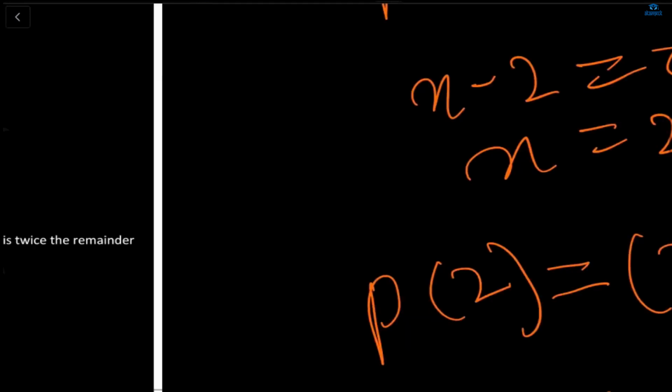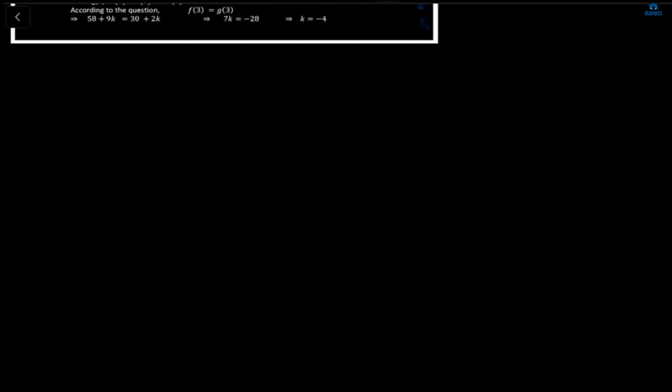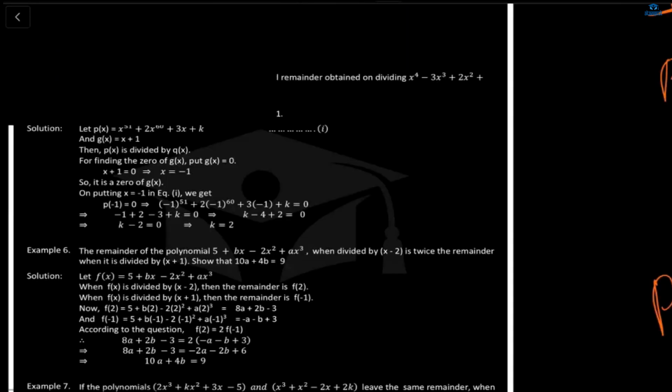I will write it. You have already solved this, Example 5. Yes, okay. Wait a minute, I will copy the question so that it will be easy for everybody.